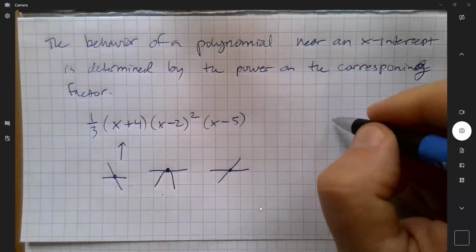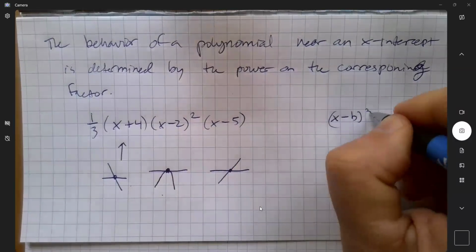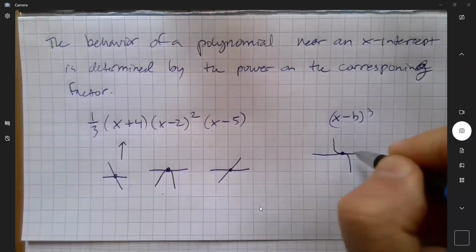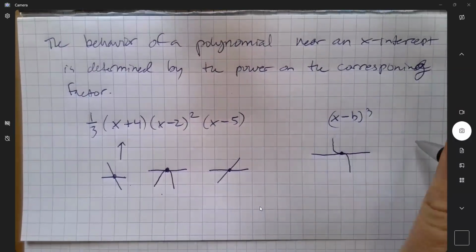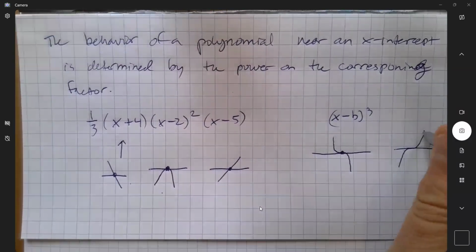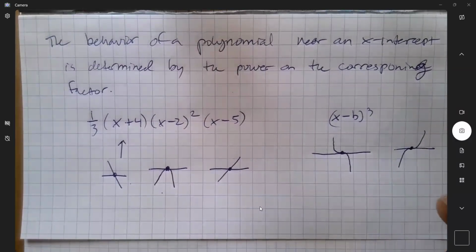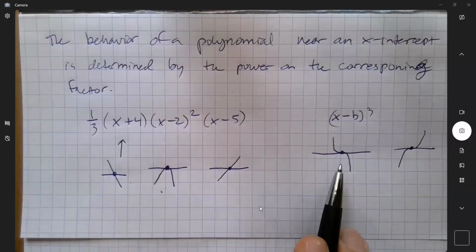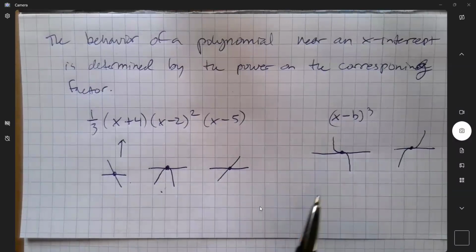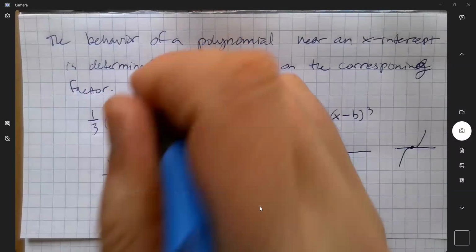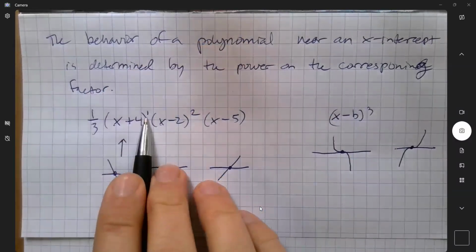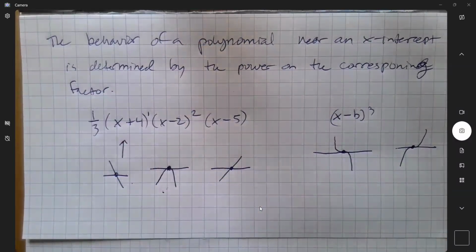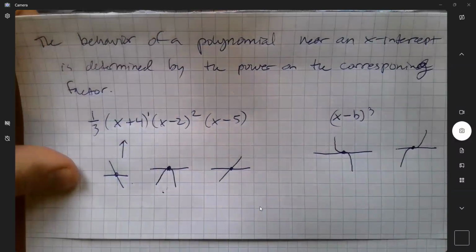A third degree, just by the way, if you had x minus b cubed, that would look kind of like a waterfall, like this, or maybe a waterfall going up, like that. A fourth degree would look kind of like a parabola, maybe a little more flat. A fifth degree like a flatter cubic. So we usually just focus on factors with a power of 1, factors with a power of 2, factors with a power of 3 to see what the shape looks like. So let me just do one more example.